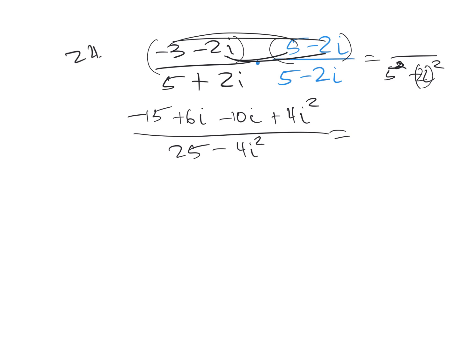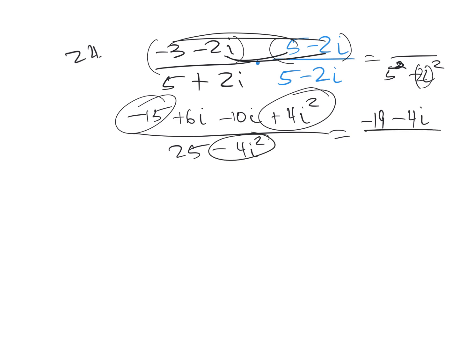So remember, a plus bi is the form we're really looking for. So your real numbers are first. That's a real number. i squared is just negative 1, right? So this is negative 15 minus 4, or negative 19. 6i minus 10i is minus 4i. And again, that i squared just changes it to its opposite sign. So that's 25 plus 4, or 29.